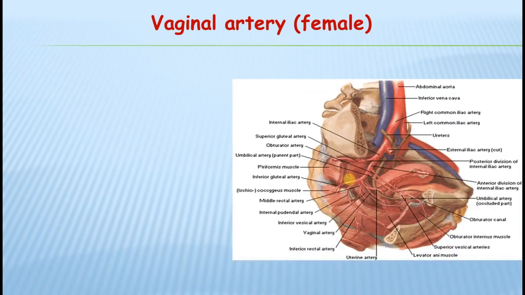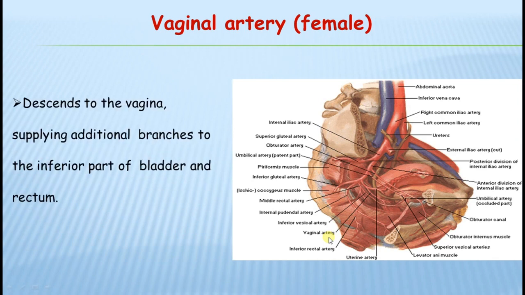The next artery is the vaginal artery. As I told you, this vaginal artery corresponds with the inferior vesicular artery in males. It runs along the wall of the vagina, and along with the similar branches of the opposite side, it anastomoses in front of and behind the walls of the vagina and forms the azygos arteries.